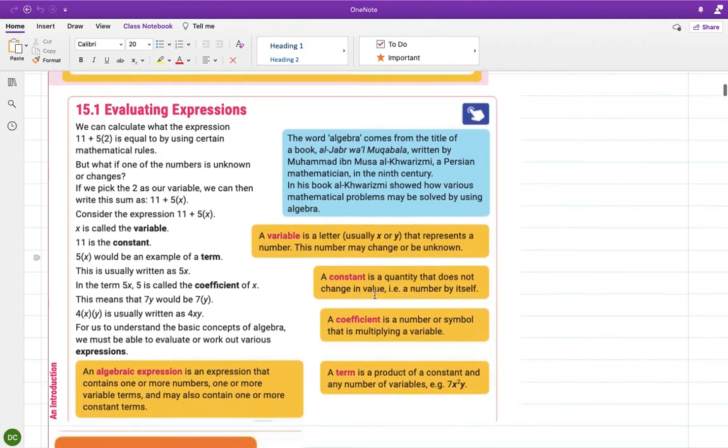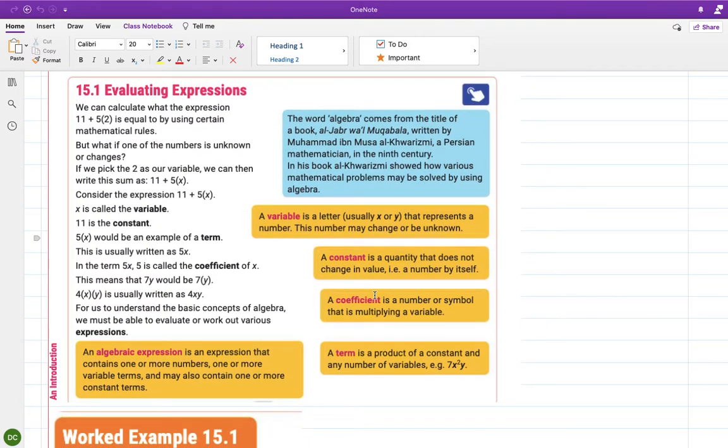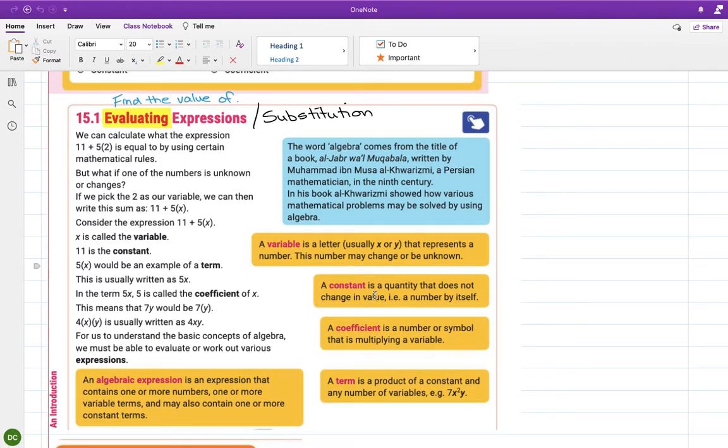And we are going to start today with what's called evaluating expressions. Now, we actually did a little bit of this when we did the second patterns chapter. Another word for evaluating expressions is substitution. The word evaluating is a fancy word for find the value of. Okay, that's what evaluate means.